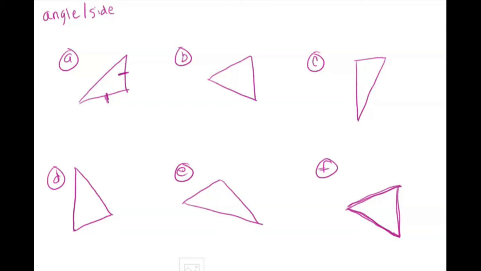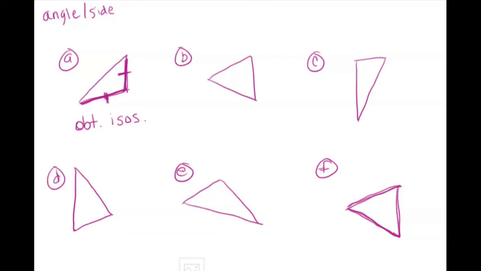Okay, it appears that these two sides are the same, and that this angle right here looks bigger than 90 degrees. So because I have an angle greater than 90, this is going to be an obtuse triangle. And it looks like I have two sides the same. So looking at your sides, that makes it an isosceles triangle. So we would say that this is an obtuse isosceles triangle. So that's the classification by angle and by side.